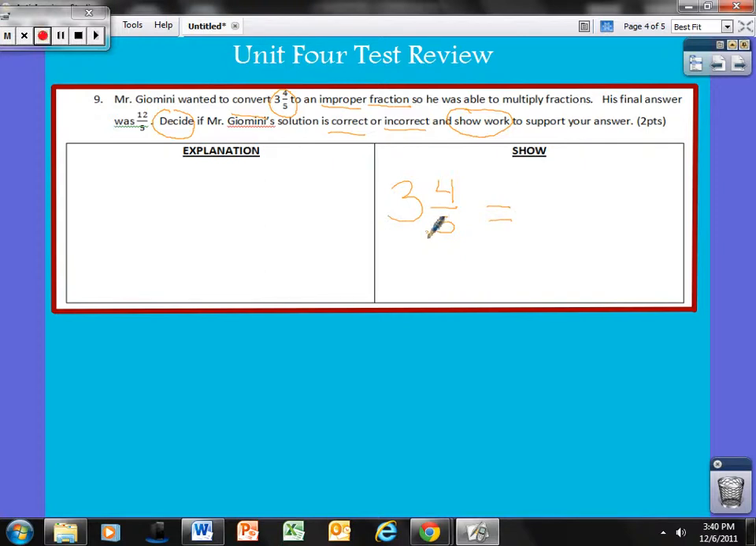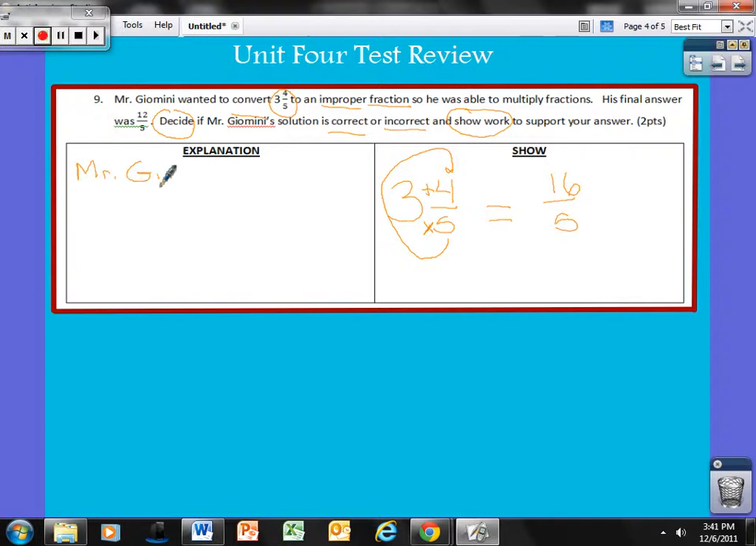Remember, when we convert mixed numbers to improper fractions, we multiply the denominator times the whole number, wrap that around in a C, and add the numerator. 5 times 3 is 15. 15 plus 4 is 19, so that is 19/5. Mr. Giomini said 12/5. He is incorrect. I need to go over here to explain.